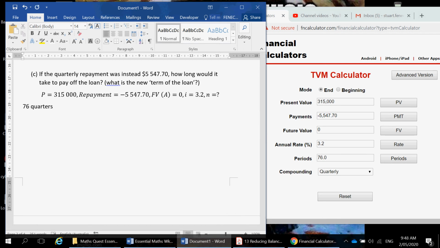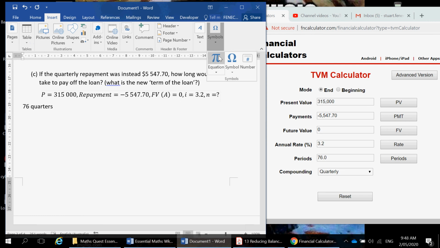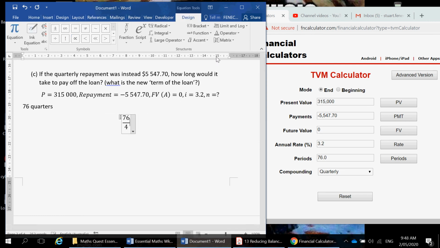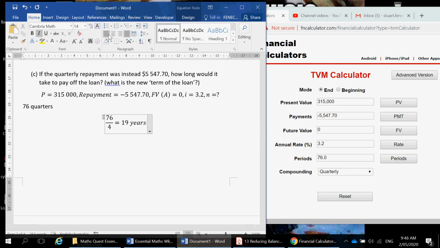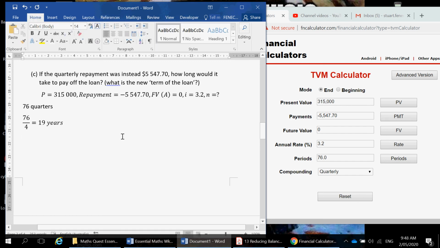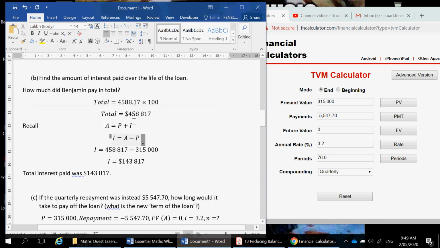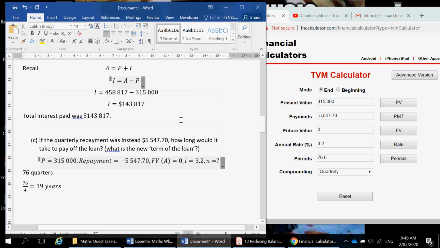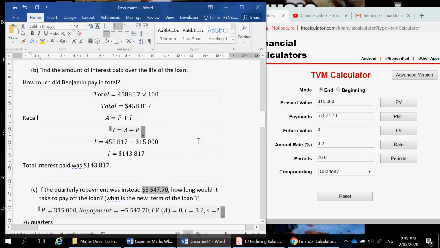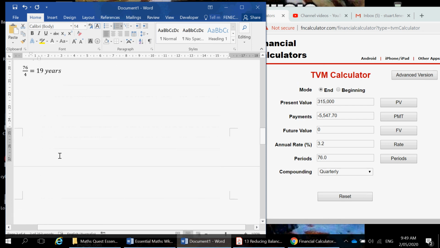Now, I'm probably going to want that as years. If it's 76 quarters, how many years is that? You need to remember that there are 4 quarters in a year. So it'll be 76 divided by 4, which I believe is 19. Right? 19 years. So it will now take 19 years to pay off rather than the original 25 years. So you're saving 6 years off the loan by paying $5,547 a quarter instead of $4,588 a quarter, which is quite a saving.